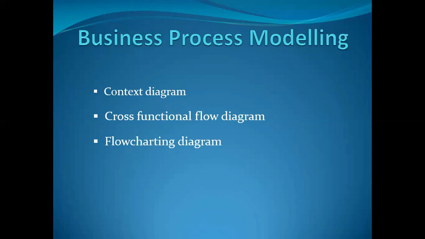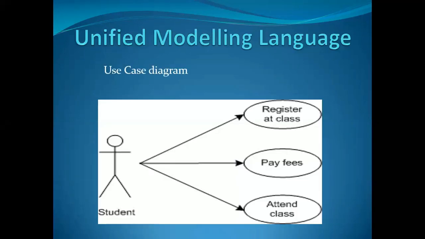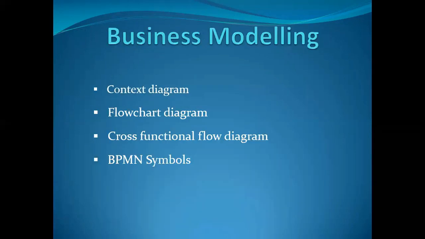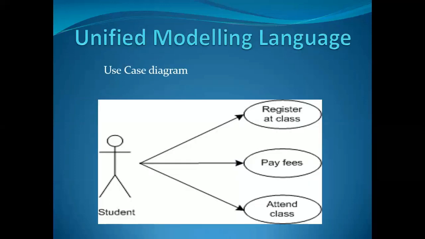Okay, and we have different ways that we can model a process. The context diagram, we usually call that level 0. Then we have another one, the cross-functional flow diagram, then flowcharting, but I will explain in detail. So okay, this one is the unified. Let me see if I will come back to this one later. Or let me just explain this now.